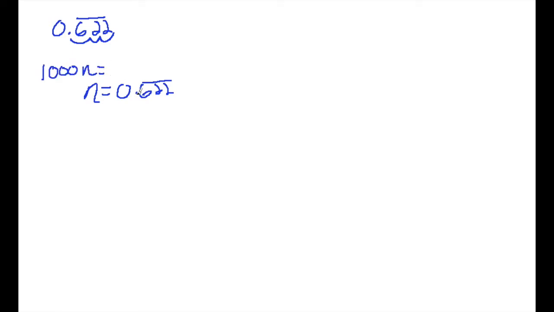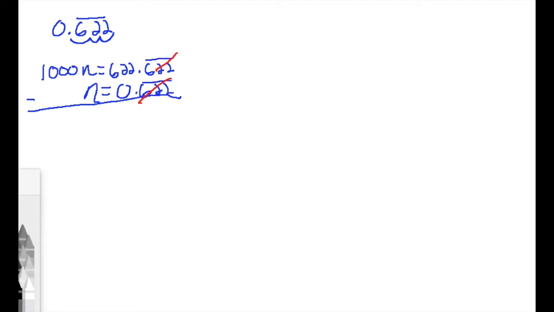Okay, so when you move that, 10, 100, 1000, it becomes 622.622 repeating. Okay, now let's do our subtraction, and we notice that the 0.622 is now going to cancel out, and we are left with 1000n minus 1n is 999n, and 622 minus 0 is 622.